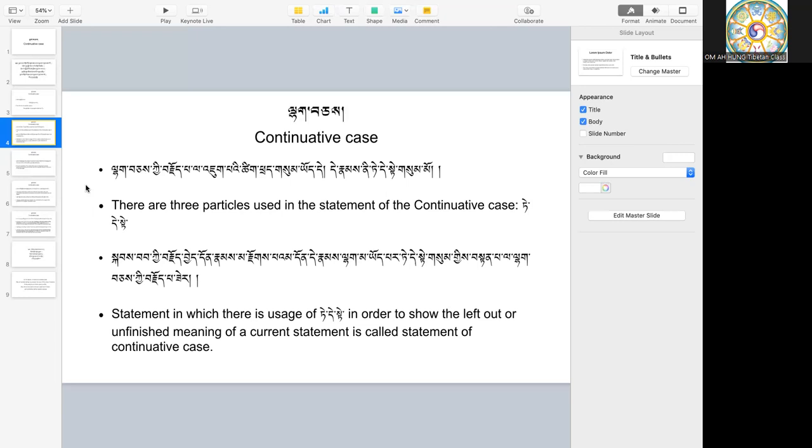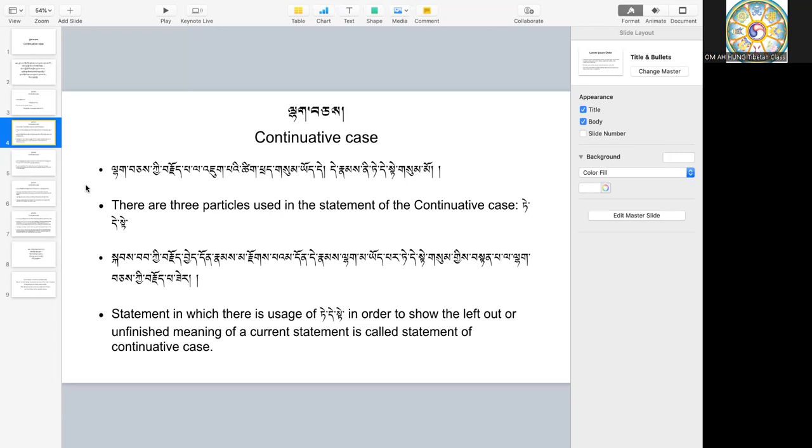Now the very definition of what is meant by continuative case, or hakche. So the definition of the word hakche, or continuative case. Kabab means currently stated, something that is stated at this very moment, or something that is being stated at this very moment.